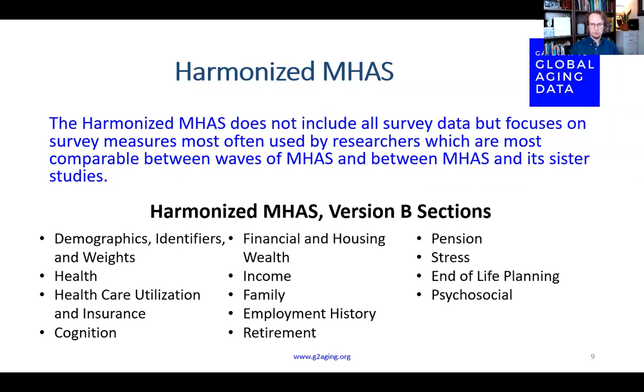In version C, which we'll be releasing, my assumption is sometime early next year, wave 5 will be available, and we have some additional sections coming, which include a biomarker section to bring in some of those anthropometric measures. We'll have an assistance and caregiving section, which will also bring in some of the questions around who's providing care for the respondent and whether the respondent is providing care to anyone.